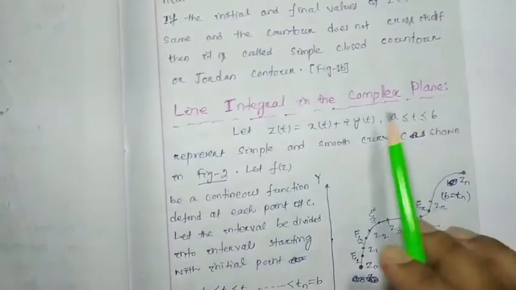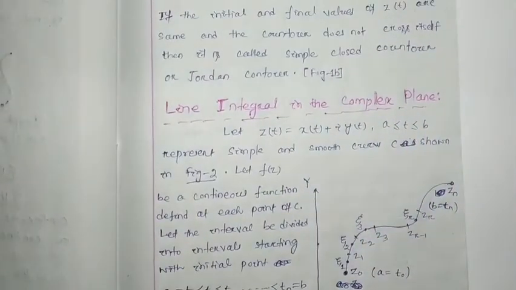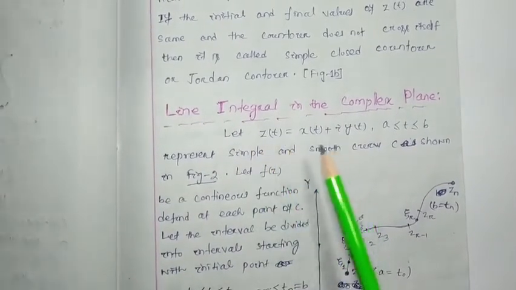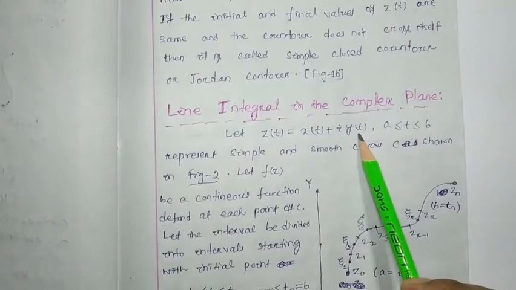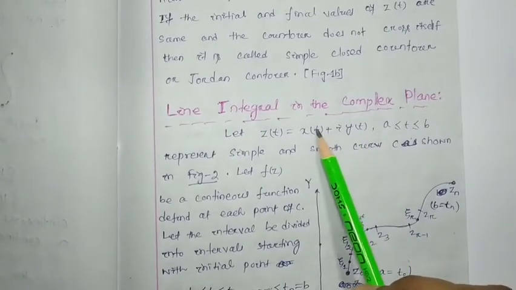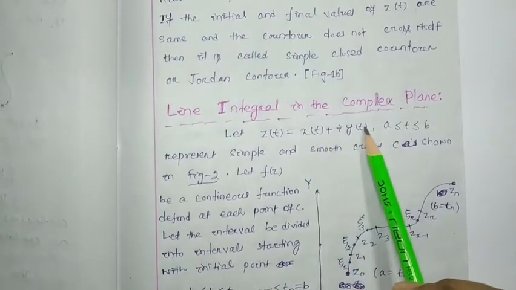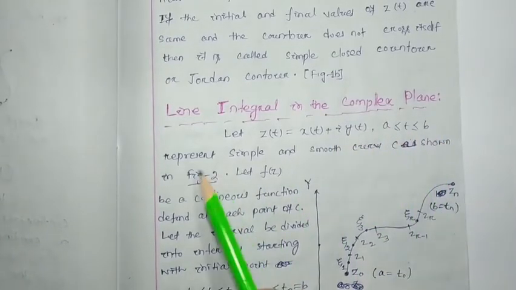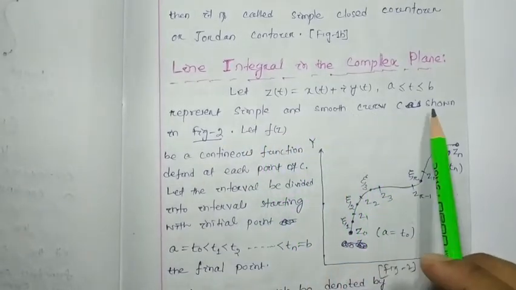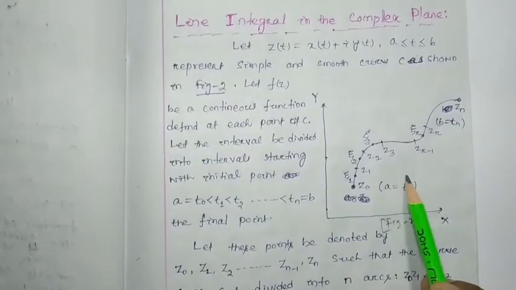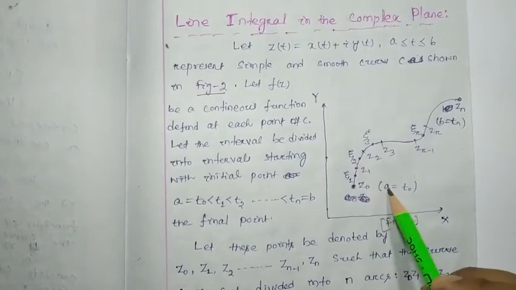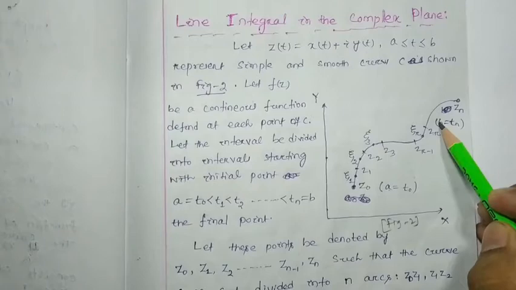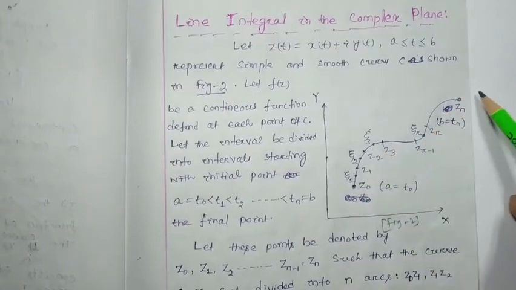Now, line integral in the complex plane. Let z(t) equal x(t) plus i y(t). Here x is a function of t, y is also a function of t, and t varies between a and b. It represents a simple and smooth curve as shown in figure 2. This is the point a at t0, and this is the point b at tn. This is the curve.